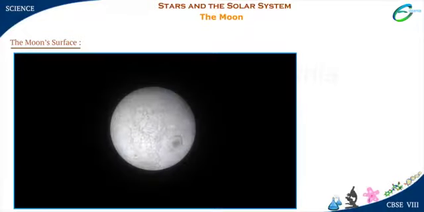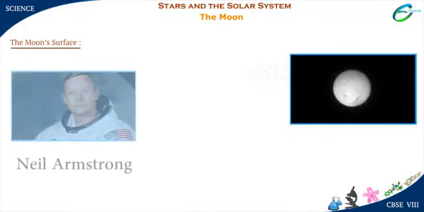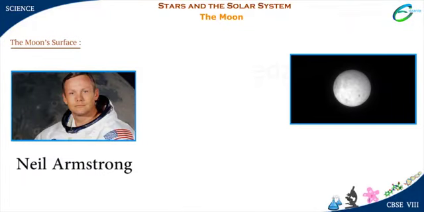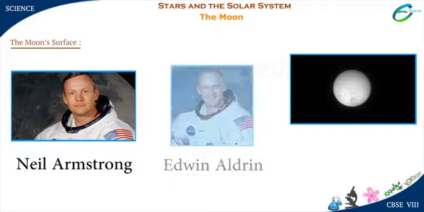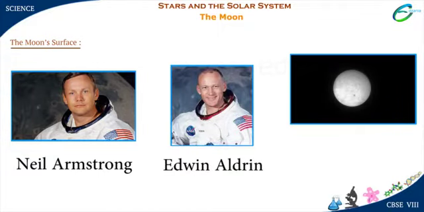Did you know who was the first person to land on the moon? Neil Armstrong was the first person to land on the moon on 21st July 1969 IST, followed by Edwin Aldrin.